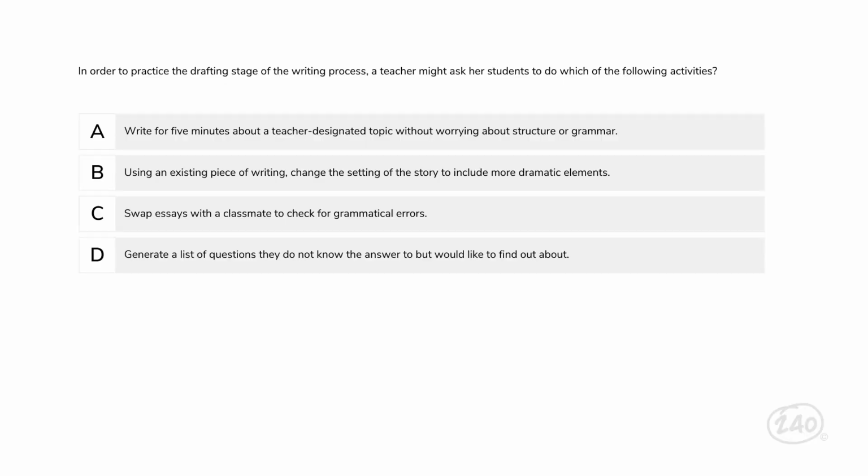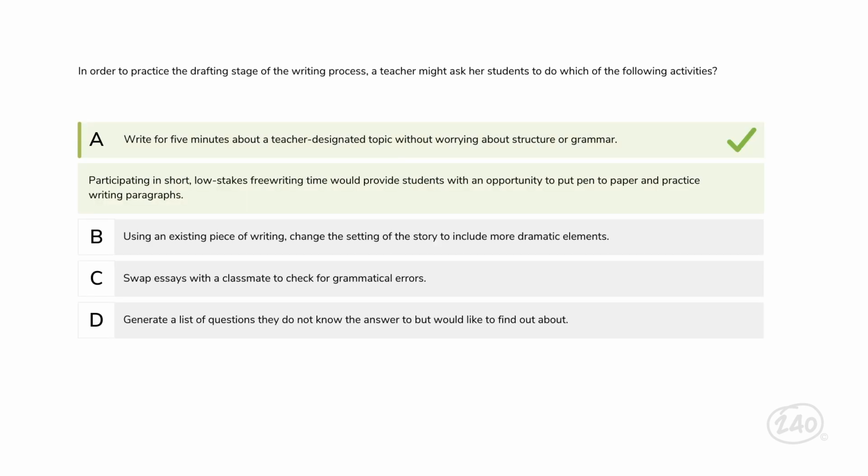In order to practice the drafting stage of the writing process, a teacher might ask her students to do which of the following activities: write for 5 minutes about a teacher-designated topic without worrying about structure or grammar; using an existing piece of writing, change the setting of the story to include more dramatic elements; swap essays with a classmate to check for grammatical errors; or generate a list of questions they do not know the answer to but would like to find out about.